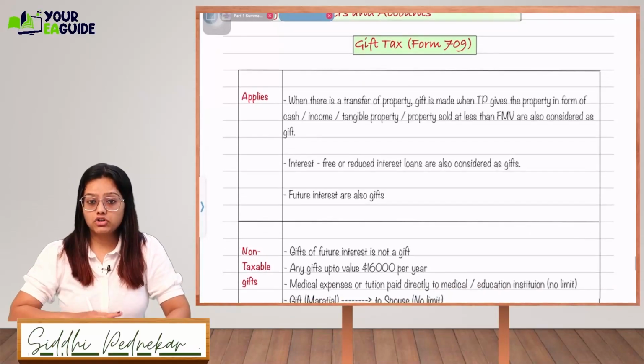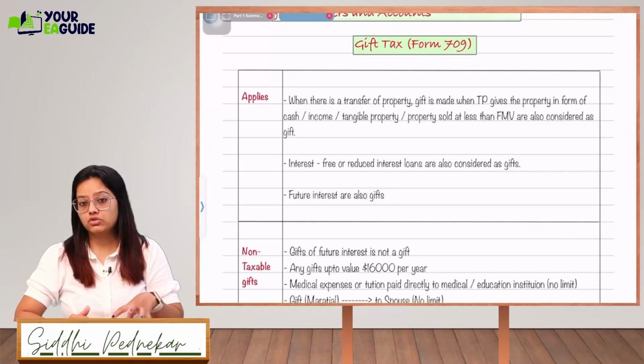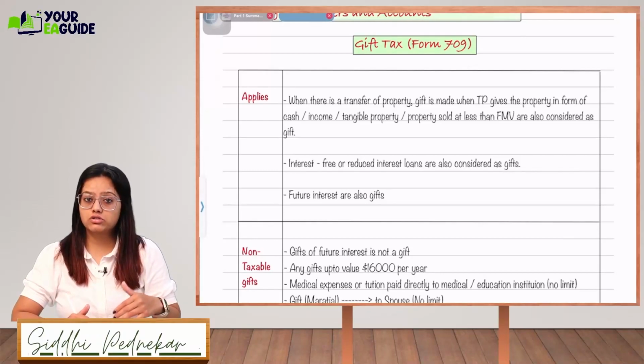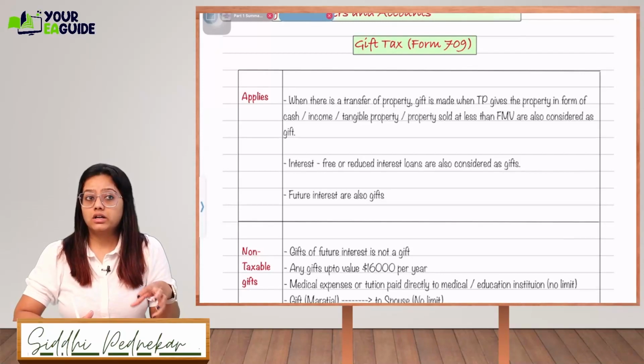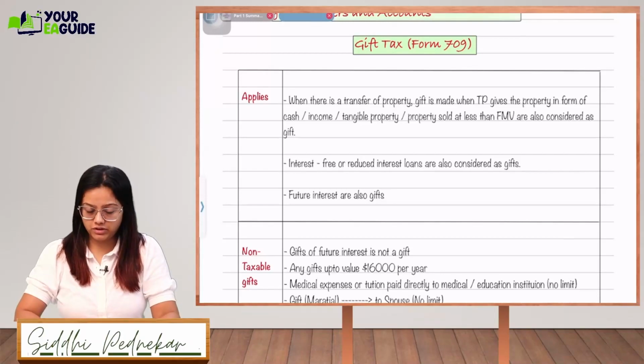Okay. If I give an interest-free or reduced-interest loan to someone, then it will also be called a gift. Future interests are also a gift. Let's say I provided a particular FD, and when it matures, my relative, my dependent, is going to get that amount. So that is a future interest gift. In the future, she or he is going to receive the benefit.